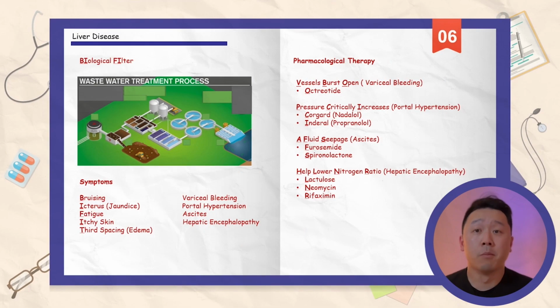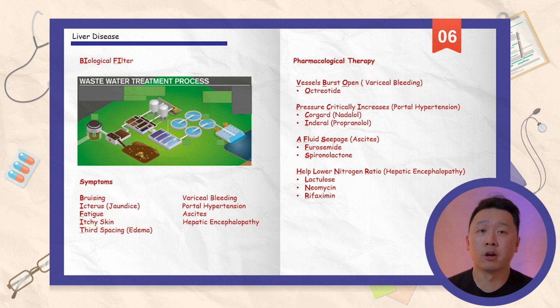For the final component, we will utilize the water treatment facility to help us understand the clinical manifestations as well as the drugs associated with those clinical manifestations. Firstly, the water treatment facility is a biological filter. Biological filter is the acronym for the symptoms of the liver. B for bruising, I for icterus or jaundice, F for fatigue, I for itchy skin, T for third spacing.